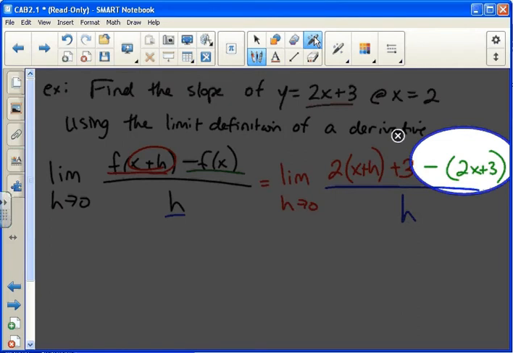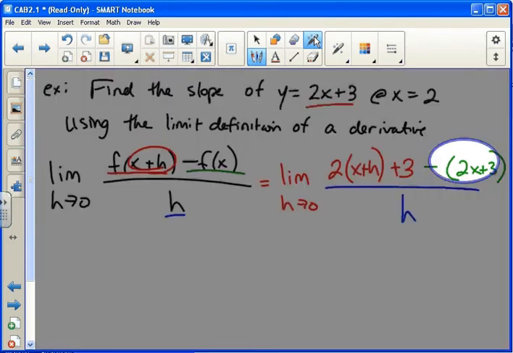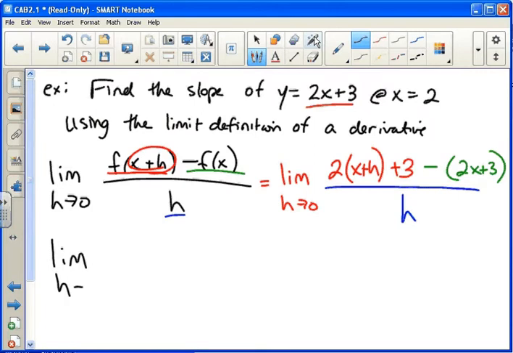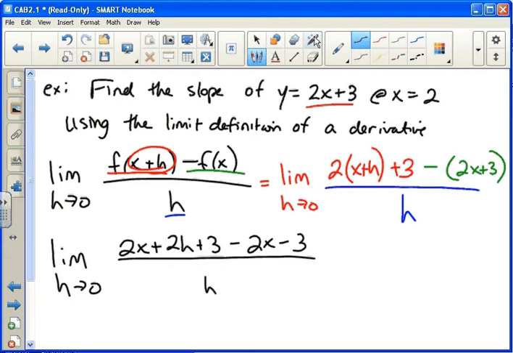But, so you can see and appreciate the shortcuts when you find them out, I want to go ahead and finish this out. So I'm going to distribute the 2 on top, so I'll have 2x plus 2h plus 3 minus 2x minus 3 all over h. And then 2x minus 2x, 3 minus 3, just leaves us with 2h over h, and we're just left with 2. And the limit as h approaches 0 is just still 2 because there's no h's left. So we knew that from the beginning because that was our slope, but this shows you that this does in fact find the slope at any given point.